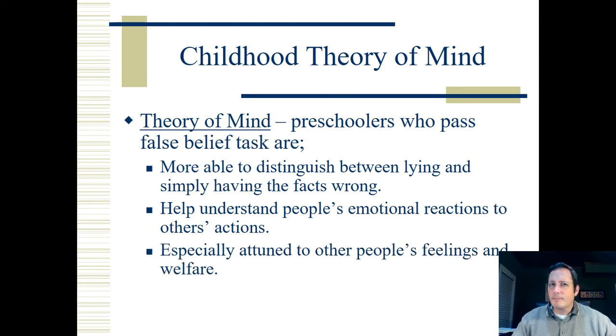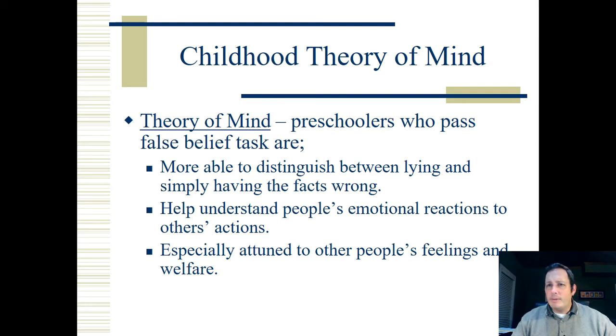And those that have theory of mind are also especially attuned to other people's feelings and welfare, which, of course, as we talked about earlier with theory of mind at the beginning of the chapter, is going to make these children probably more social, definitely more popular with their peers, because once again, they're able to understand what others are going through at a level much greater than the children that struggle with theory of mind.